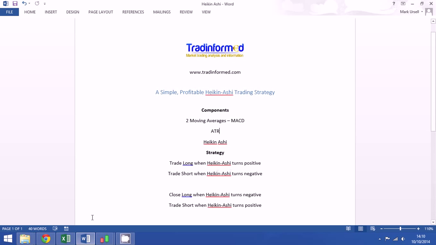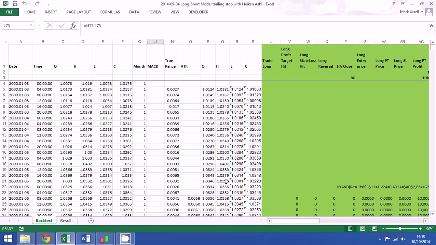I'm going to show this in spreadsheet form. Now the spreadsheet I'm using here is a long-short backtest model that you can use to test any strategy that you can program into Excel. And Excel is a very simple way for most people to program and test different trading strategies.